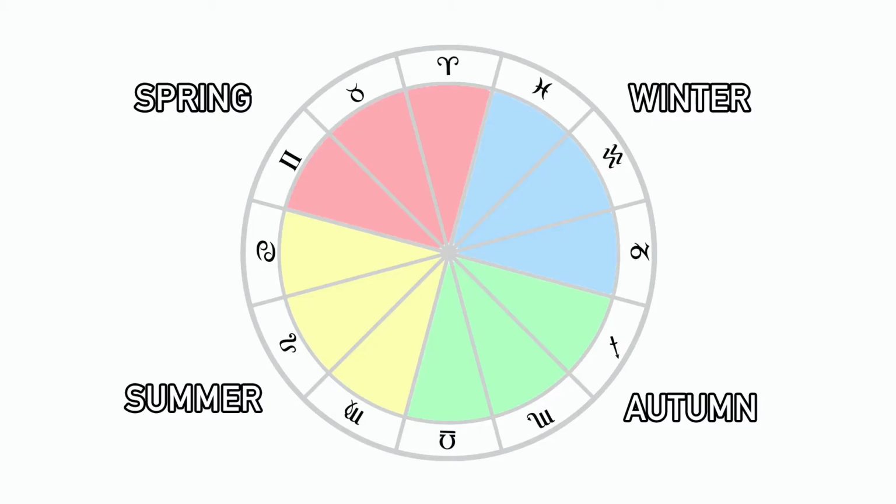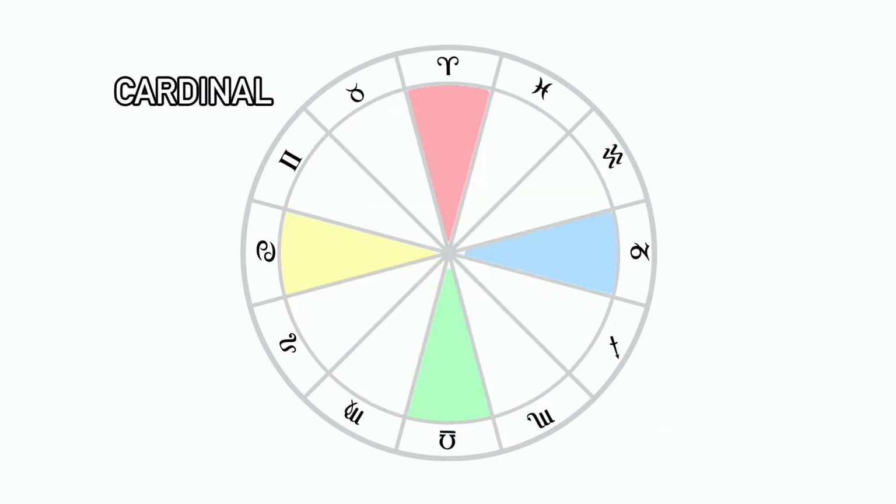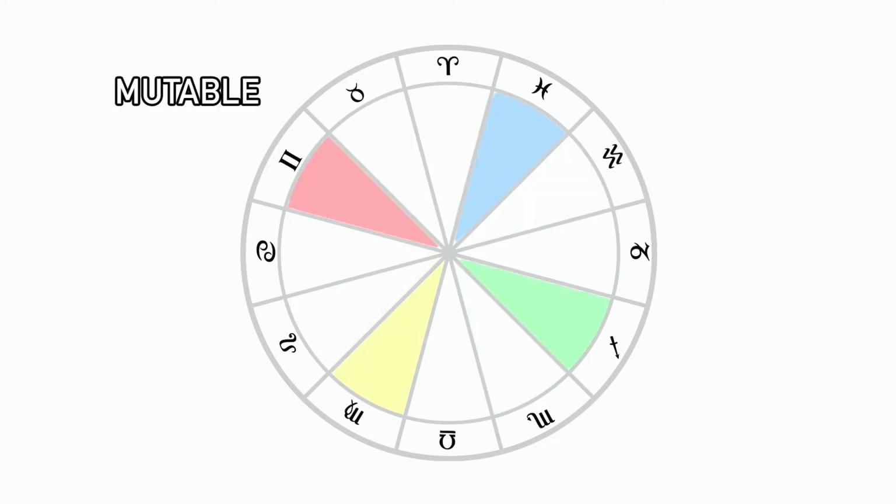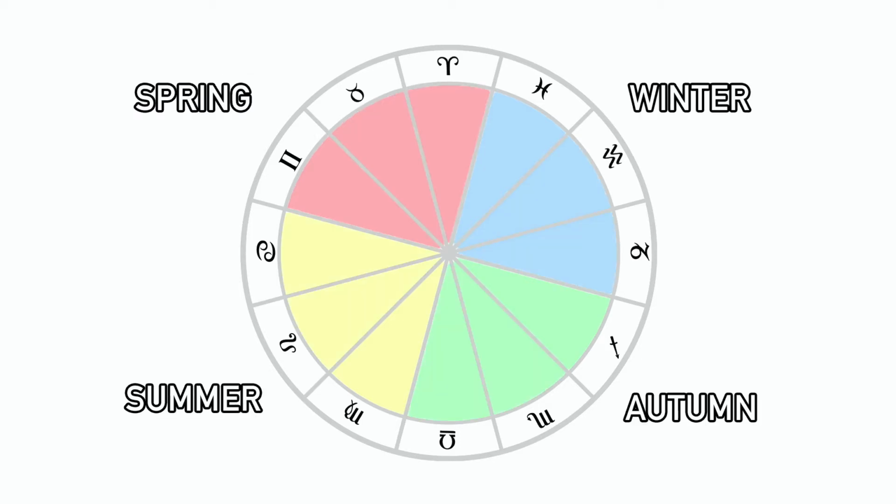Modalities are seasonally based. Each of the 4 seasons is divided into thirds. Cardinal is the first third, which begins a season. Fixed is the second third, which is the middle of a season, and mutable is the last third, which ends a season. And where a sign falls in its season determines certain characteristics of that sign.